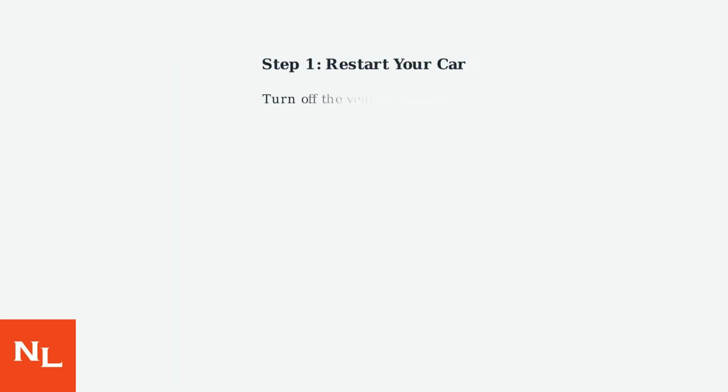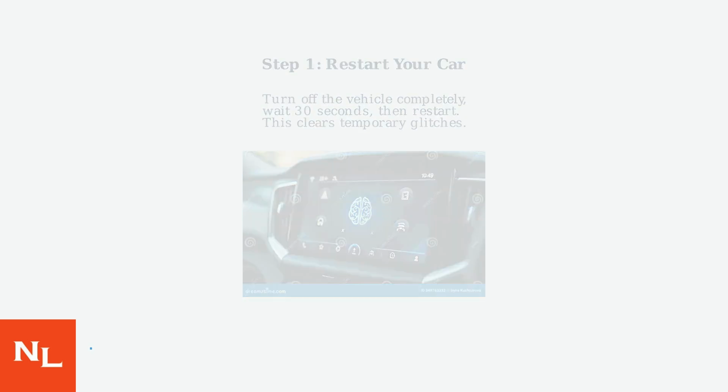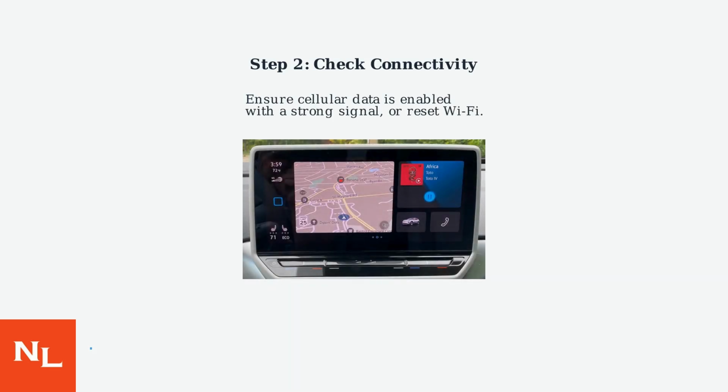To resolve Error 401, start with a simple restart. Turn off your car completely, wait 30 seconds, and then restart it. This can clear temporary software glitches affecting the infotainment system. Next, check your connectivity. Make sure cellular data is enabled and you have a strong signal, or reset your Wi-Fi connection if applicable. Poor network connection often causes Error 401.